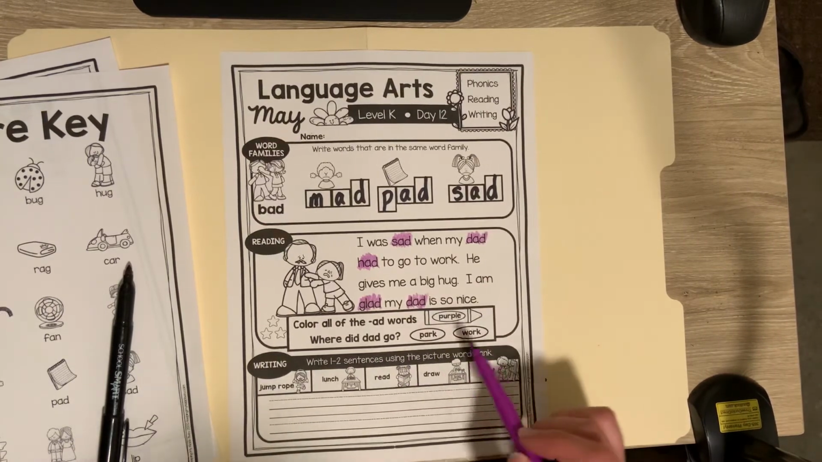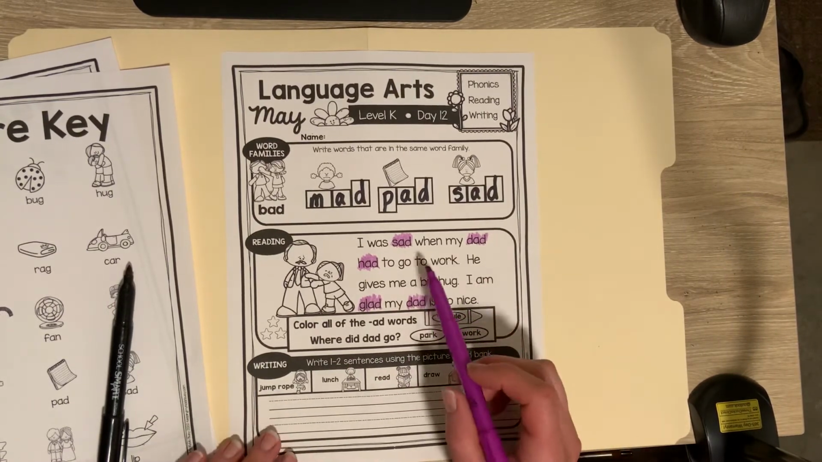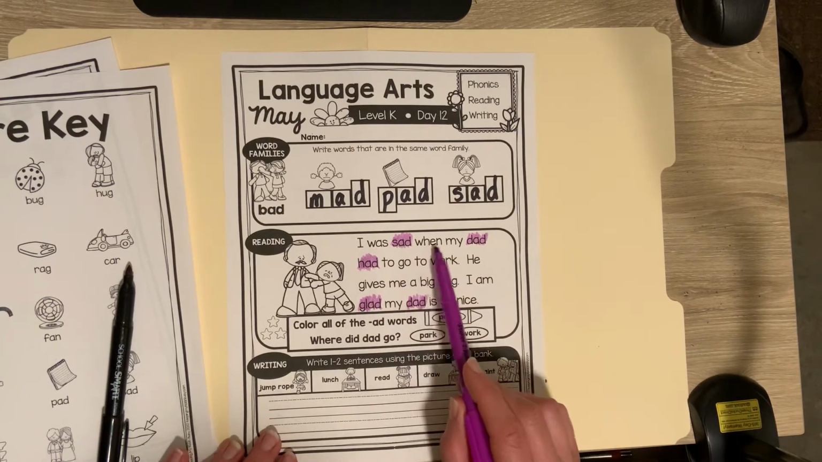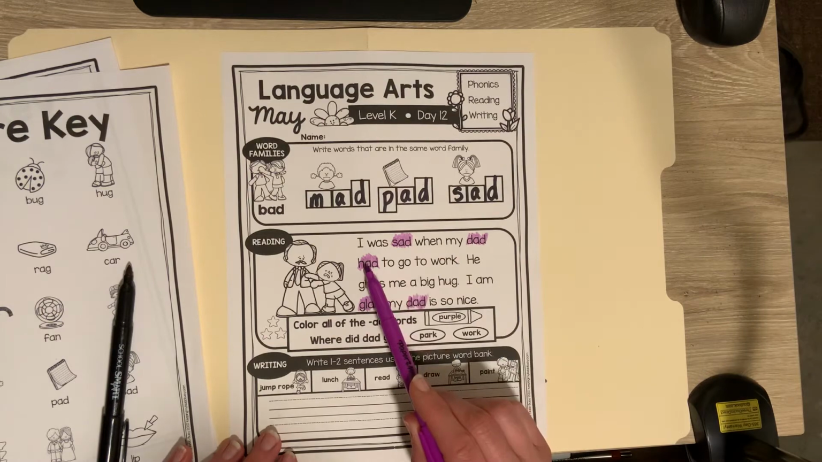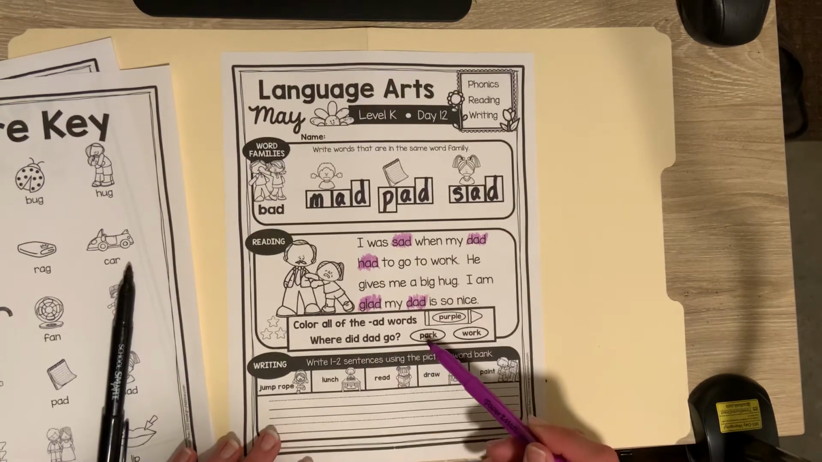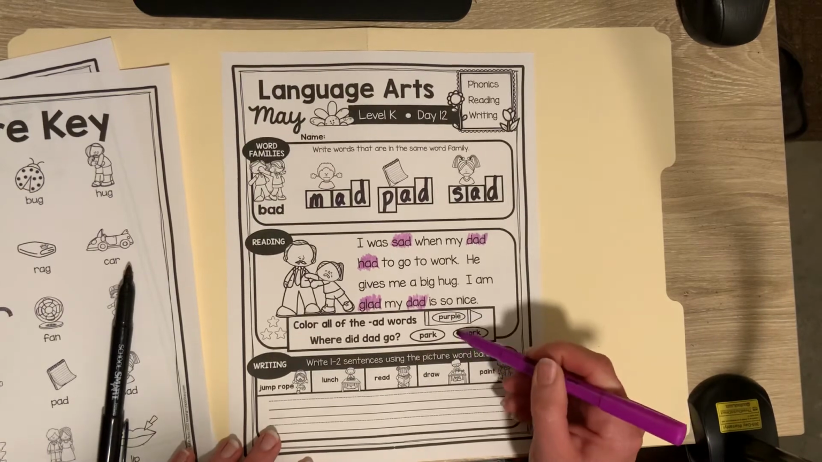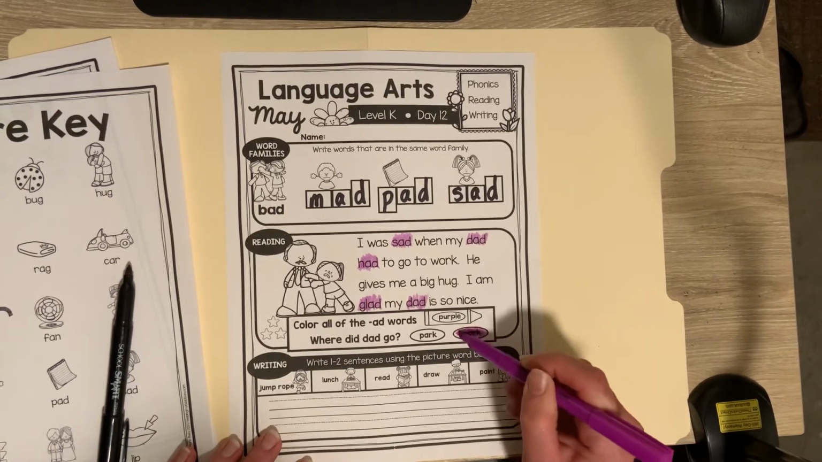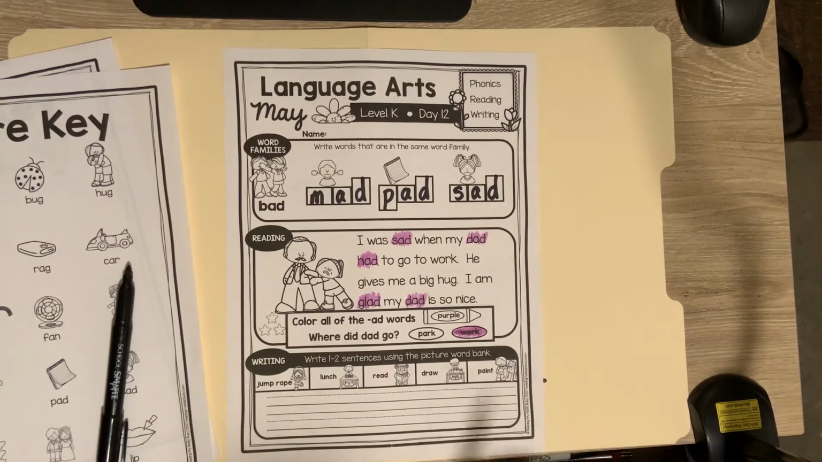Where did dad go? In the first sentence it says, I was sad when my dad had to go to work. So did he go to park or work? He went to work. I would think if he went to the park, he would take her with him. Now, let's work on writing.